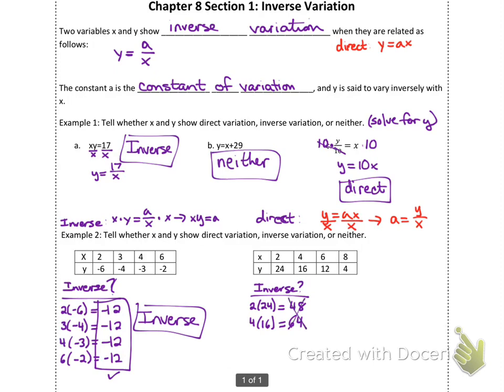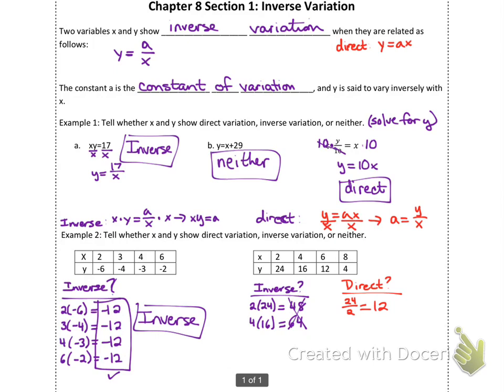So now we have to find out if it's direct variation. I'm going to do the same process, except I'm not using the equation a equals x times y. I'm using a equals y over x. So direct, possibly. Direct variation says that a equals y over x, so we take our y, which is 24, and divide by our x, which is 2. 24 divided by 2 is 12.